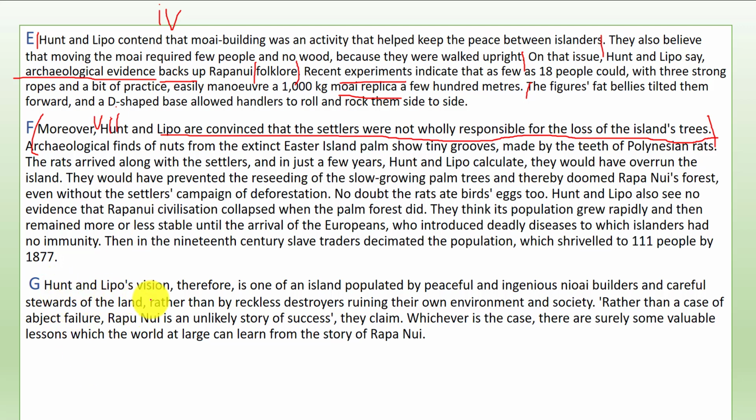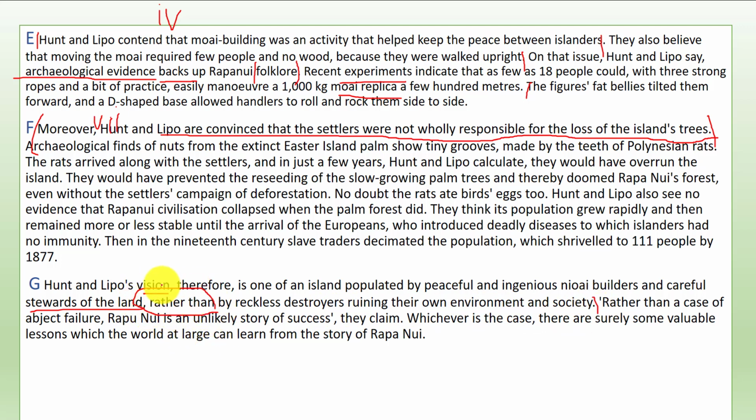Hunt and Lipo's vision. Vision is important. It can be paraphrased with viewpoint, perspective. Their vision is one of an island populated by peaceful and ingenious Rapa Nui builders and careful stewards of the land. Okay, Hunt and Lipo, contrary to Diamond's belief, think that islanders helped to keep the peace on the island and were ingenious builders, rather than reckless destroyers ruining their own environment and society. The word rather than is important.